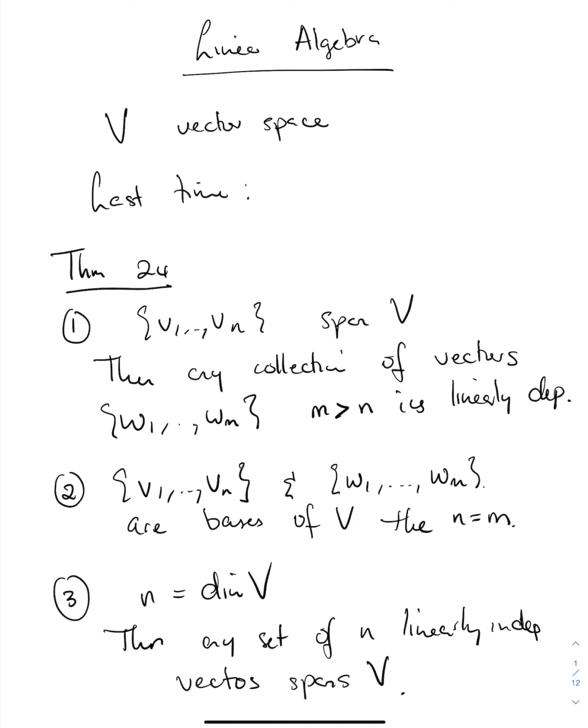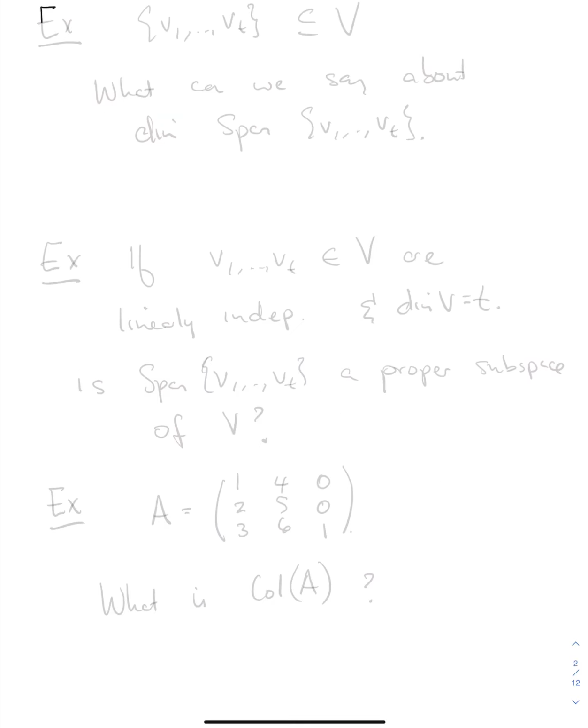Okay. Just as a matter of practice, so that we can make sure that we are comfortable with these ideas, let's do a few exercises. Exercise. Say v1 through vt is a collection of vectors in V. What can we say about the dimension of the span of v1 through vt? Remember, the span of vectors forms a vector space in and of itself. So what is the relationship between the dimension of the span of these vectors and, say, the number t?